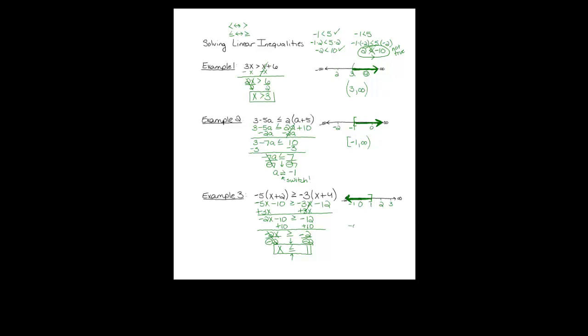In interval notation, you're going from negative infinity to 1. Can't include negative infinity, but you do include 1. So there's your square bracket at 1.